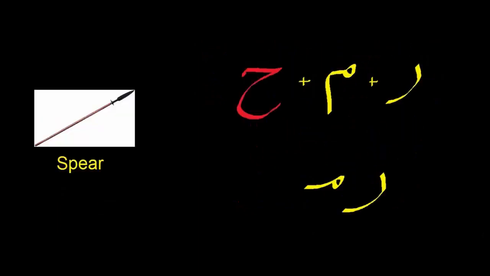Let's look at an example with the Ha at the end of a word. The word here is spear, or rumh in Arabic, and it's composed of Ra, Mim, and Ha. The Ha is at the end. So, how do we connect it? Just like we did with the Jim. We make a little connecting line. We can go up a little and draw Ha like it is drawn independently.